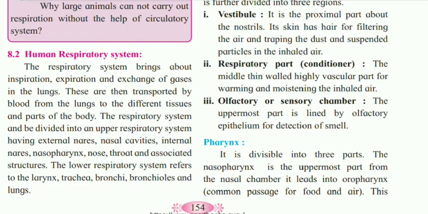So vestibule, it is for trapping the dust particles. Respiratory part is for conditioning and moisturizing the air. Olfactory is for detecting the smell. Then come to the next part, that is pharynx.